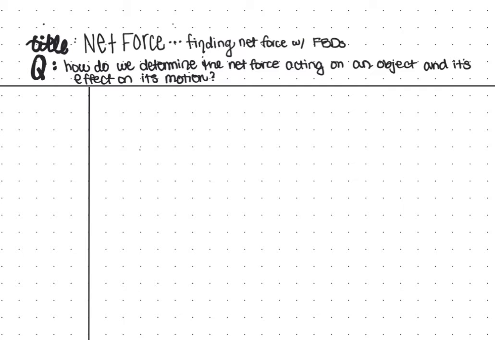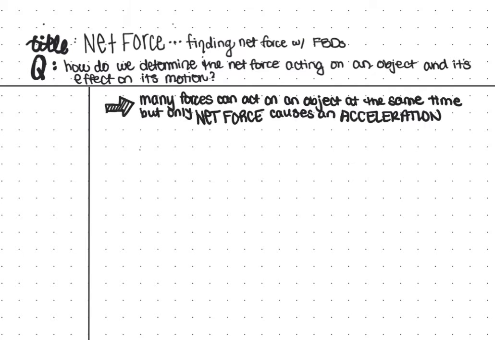So the first idea is that many forces can act on an object at the same time. By sitting in your chair, there's both the force of gravity and the normal force acting on you. But only net force will actually result in an acceleration. So right now, your net force is 0 because you're not accelerating. If you push your feet into the ground, you're applying a downward force, which would then cause you to stand up, in which case a net force exists. So this idea should hopefully remind you of one of Newton's laws.